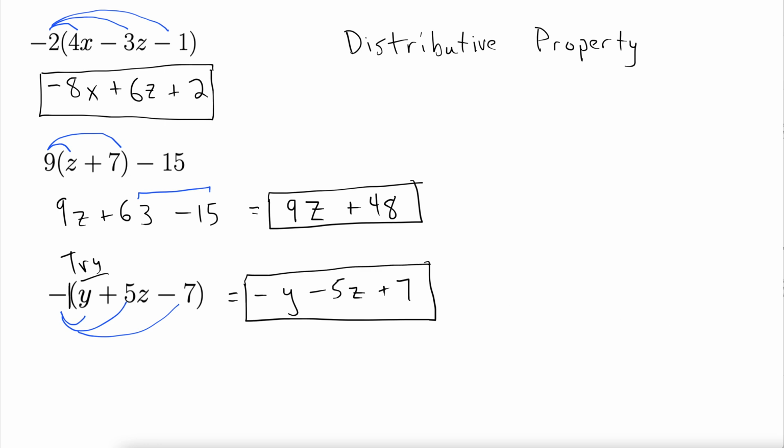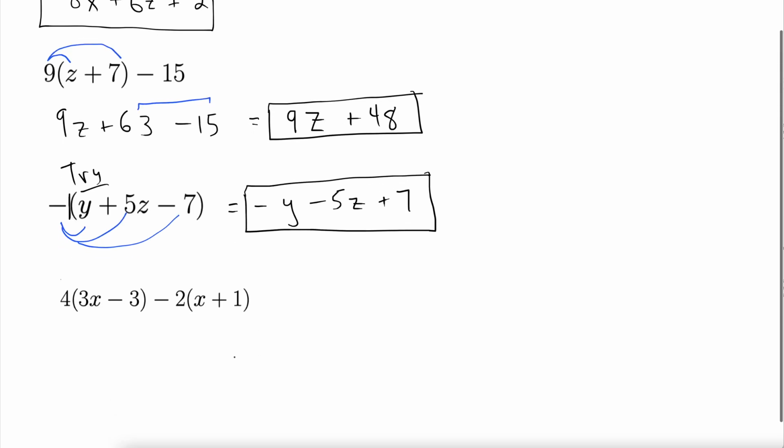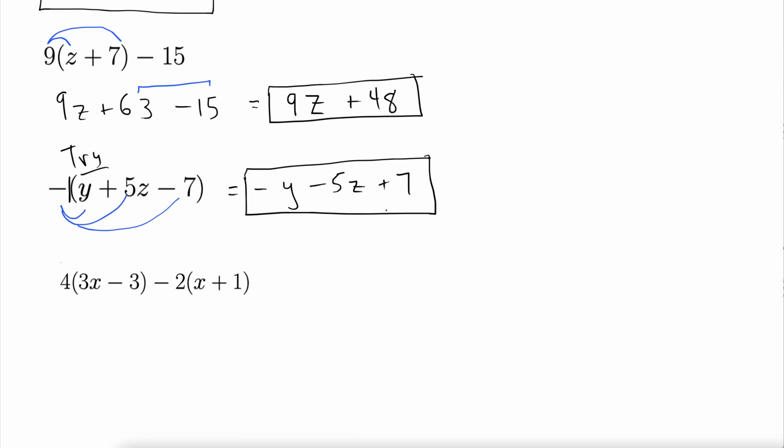All right. And these can get more and more complicated, as you can imagine. Let's try another one here. Okay, here we go. So we have 4 times (3x minus 3) minus 2 times (x plus 1). Okay, so we can get problems with multiple distributions in them. It's no big deal. Let's just do them separately. Let's do this 4 first. 4 goes through both terms, and then this negative 2, we're going to treat this whole thing as a negative 2. That's going to go through to both terms here.